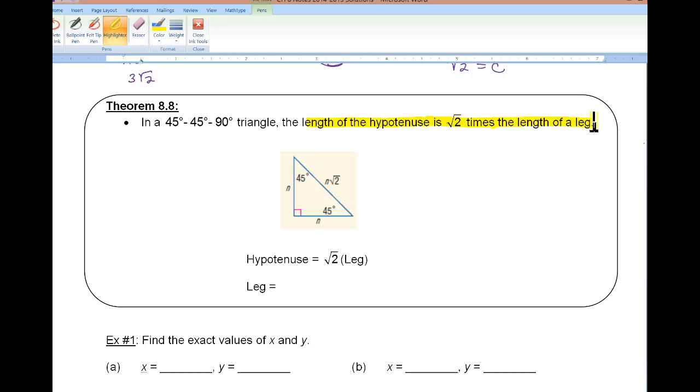So it all depends on what you're given. What you need to remember is the length of the hypotenuse is always going to be square root of 2 times the leg. So if this is n, this is n, this is n root 2, no matter what. Now what if you have the hypotenuse and you have to figure out the length of the leg? Well, what's the opposite of multiplying? Divide. So if you want to figure out the leg, divide by square root of 2.